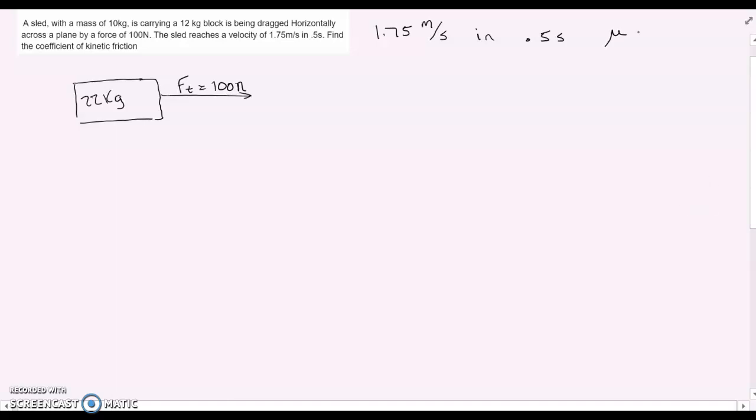So, looking at our force diagram, we can see that the force going down is going to be our force of gravity, or mg. We have a force to the left, which is a force of friction, and a normal force going up.